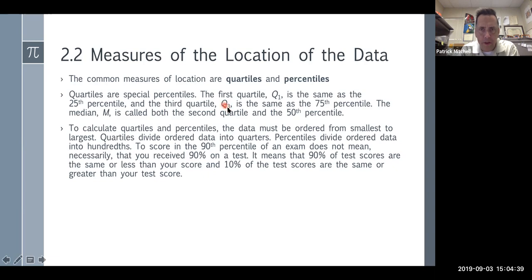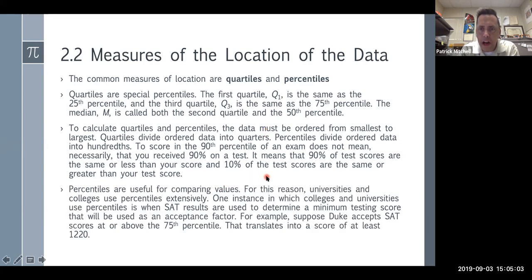And then the third quartile is the other way around. That separates the bottom 75% from the top 25%. And then there is such a thing as a second quartile. The second quartile is the same thing as the median. And we'll talk about that a little bit more later.